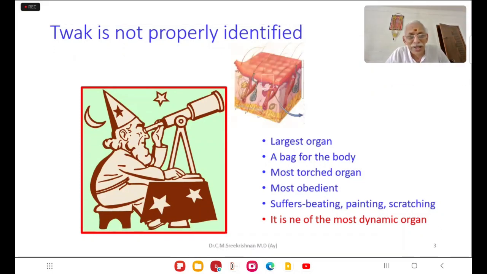Here, first, the skin is not properly identified now. It is the largest organ and can be called a bag for the body. It is the most tortured organ. But it is also the most obedient organ because it suffers beating, painting, thrashing like that. But it is one of the most dynamic organs. That is also very important.